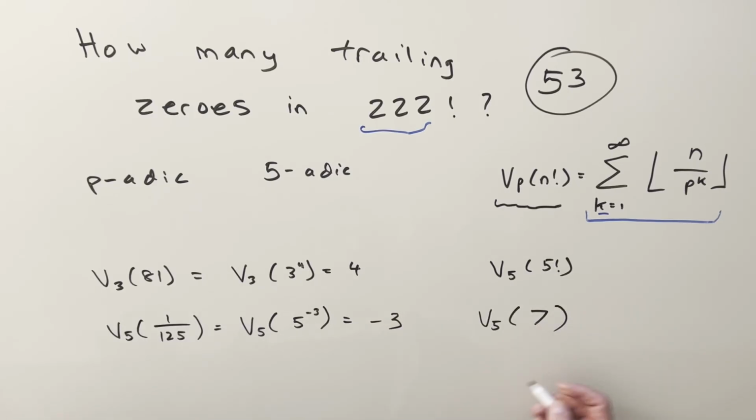Now you also could have something like this, where there's no power of 5 in this. You could think of this like 7 times 5 to the 0. You don't even care about the 7 though. You just care about the exponent on the 5. This thing would return a 0.